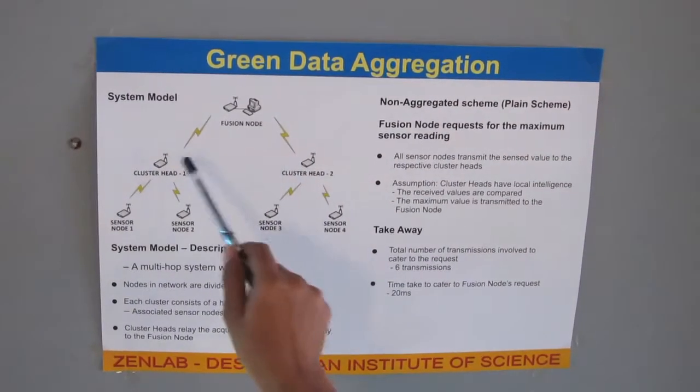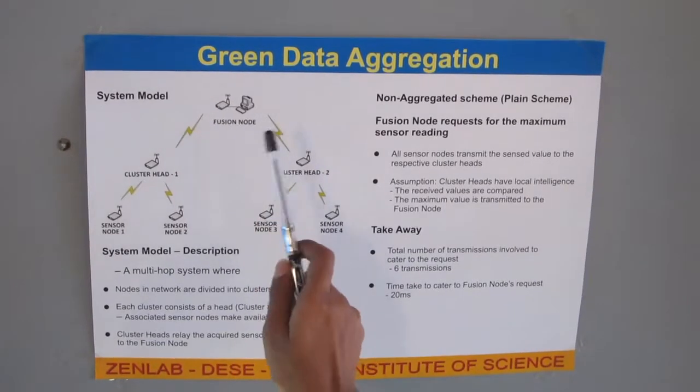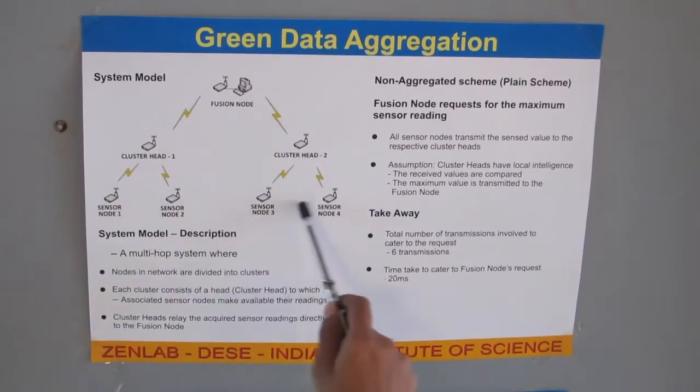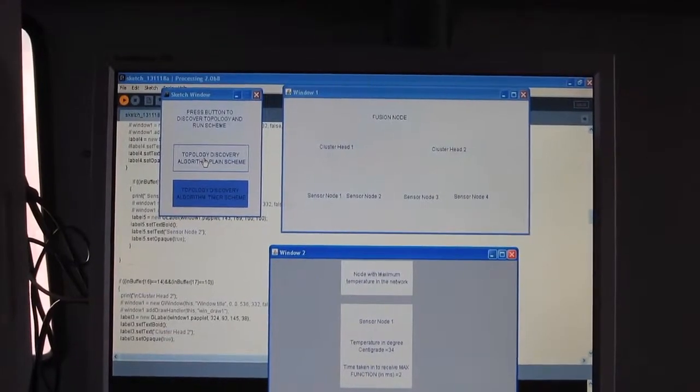On receiving the 2 temperatures, fusion node compares which amongst them is the highest, thereby knowing which amongst the 4 sensor nodes have the highest temperature. This is a demonstration of the plain scheme.